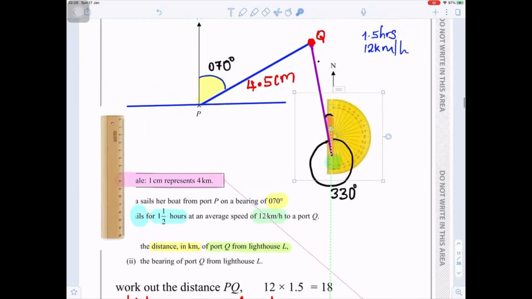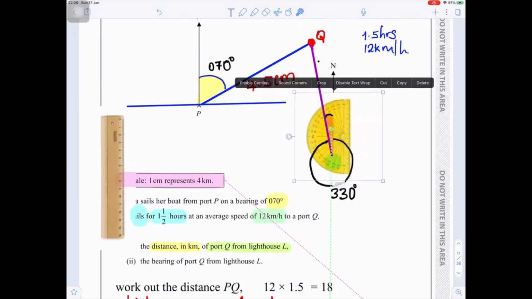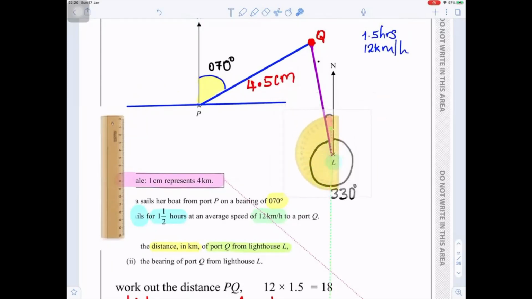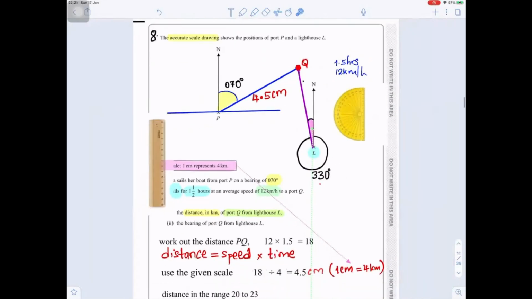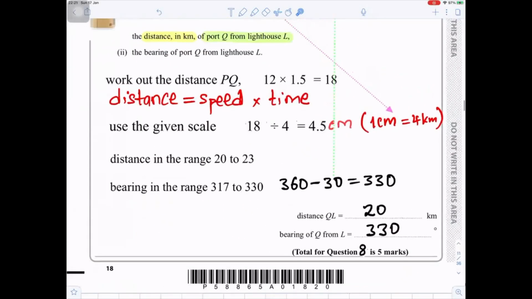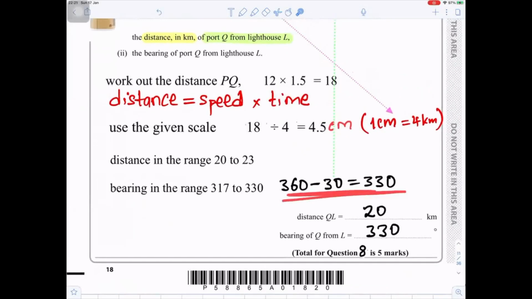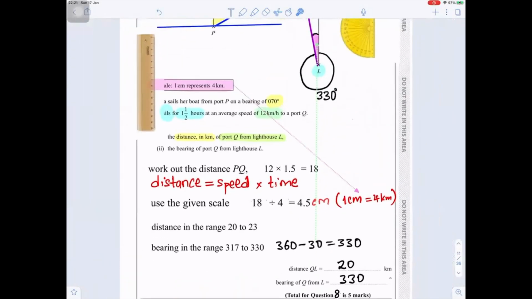So if you turn your protractor and you measure this smaller angle, you will get this smaller angle to be 30 degrees. Because that is 30 degrees, and you know the complete circle is 360. So 360 minus 30 would give you the other angle. So you measure the smaller angle, which is easier, and then you subtract it from 360 degrees to get 330 degrees.